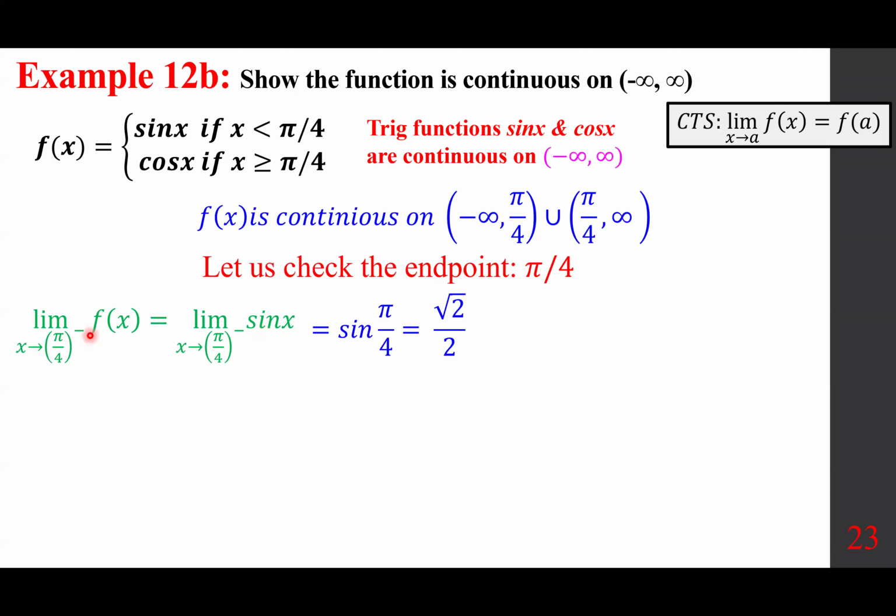Same thing, but from the right uses the bottom piece. So the limit of f of x as x approaches pi over 4 from the right is the limit of the second piece, cosine x, as x approaches pi over 4 from the right, which makes it cosine of pi over 4. As you know, that is also square root of 2 over 2. So everybody should know basic trigonometric functions and their values. Okay, everybody?